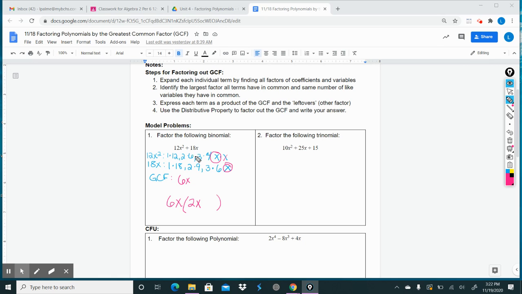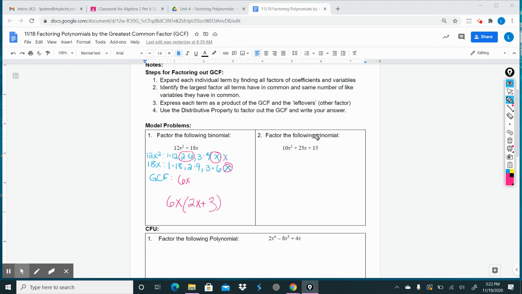So what that means, if you look at the set of factors here too, we pulled out the 6 for our greatest common factor, the 2 is left over. We pulled out the x for our greatest common factor, there's an x left over. Also for 18x, we bring down the plus sign, that's first. For our 18x, 18 divided by 6 is 3, and x was taken away, so there are no more x's left over. So 6x times 2x plus 3 is our final answer.